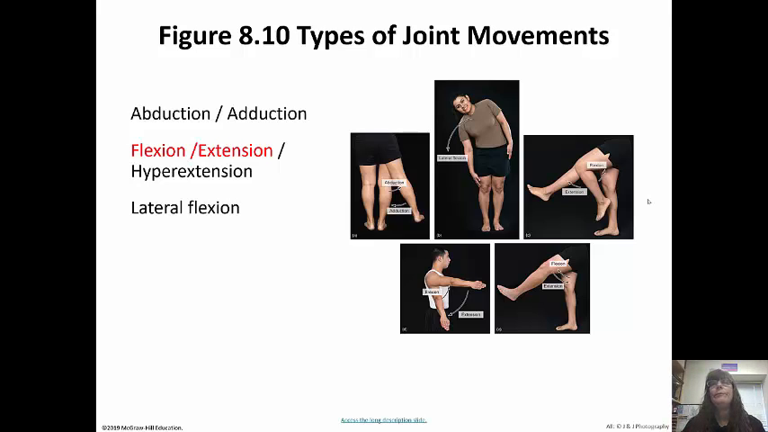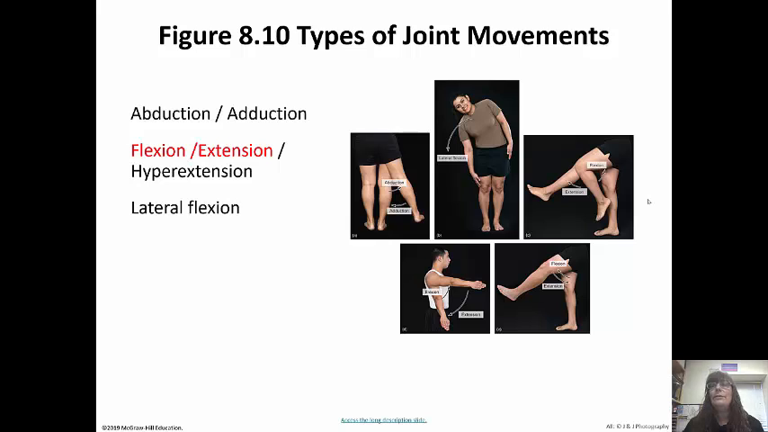Maybe that will help. Then you've got flexion and extension. So flexion is going to decrease the angle between joints. Extension is going to increase the angle between two joints. So think about it as when you're extending your leg, you're extending the angle between the joints.